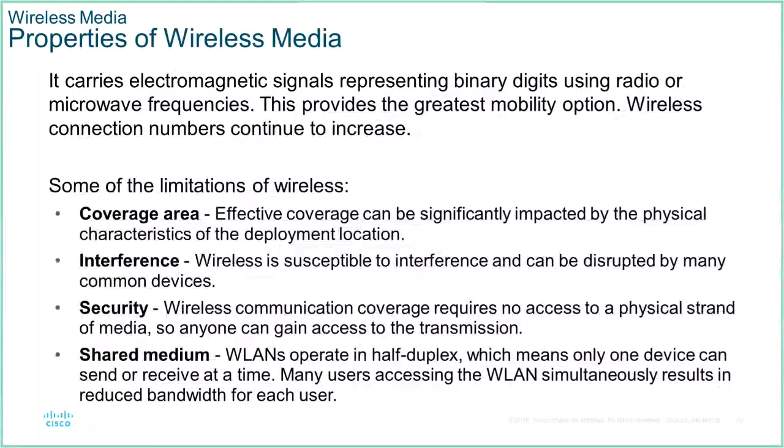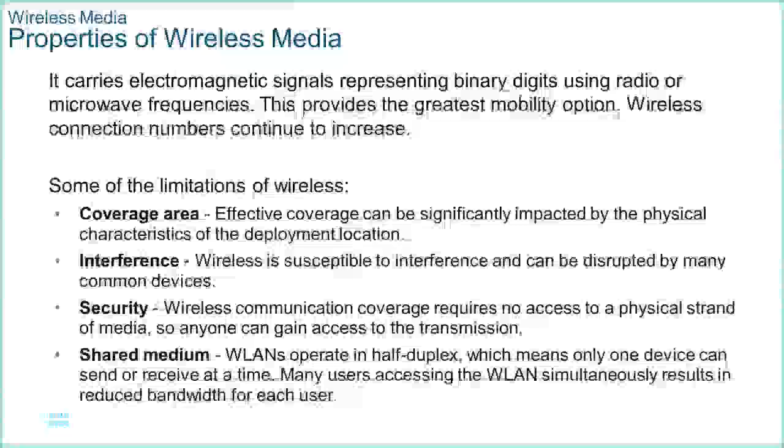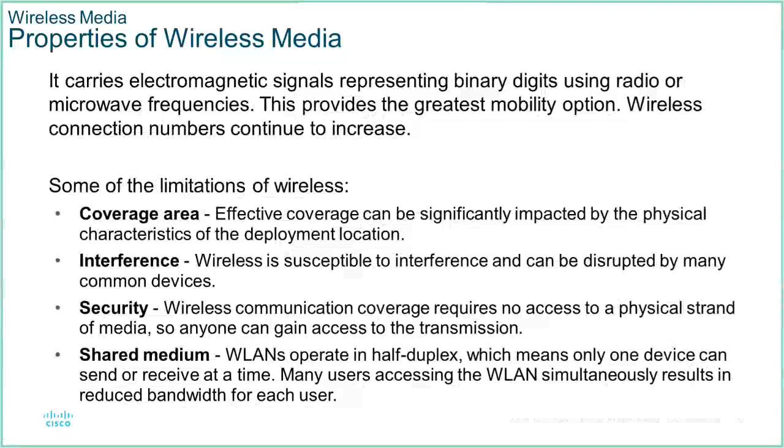Next media type is wireless. We all know wireless. We use mobile phones and Wi-Fi all the time in today's environments. So we are limited with the coverage area of the wireless medium depending on what type of wireless we're using. Wireless is also very much susceptible to interference. That could be from other devices. It could be physical obstructions also.